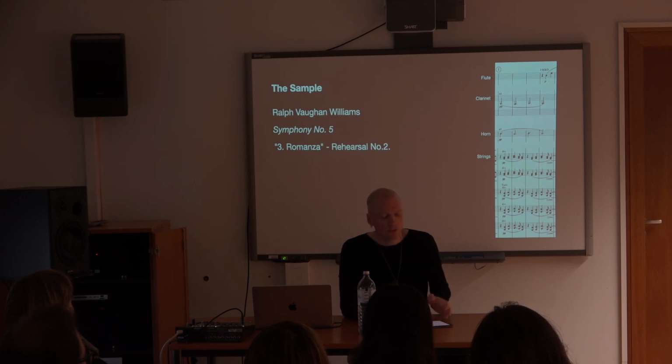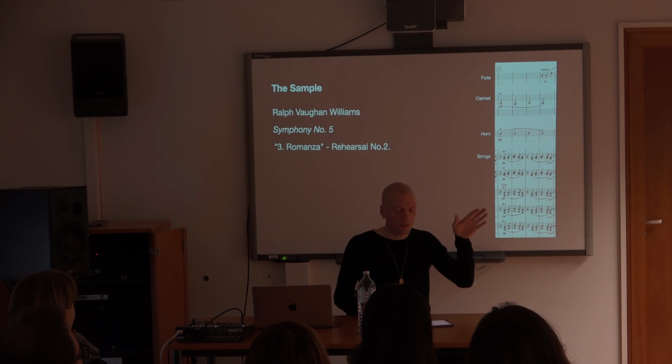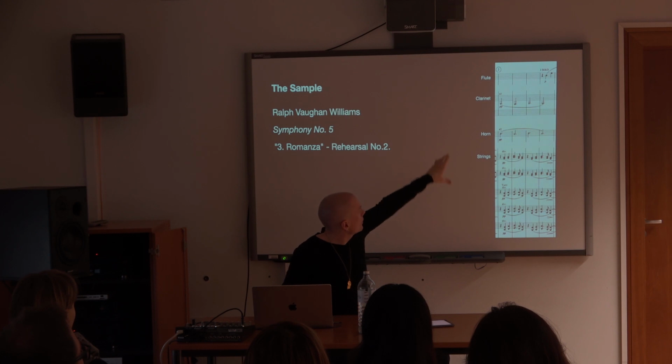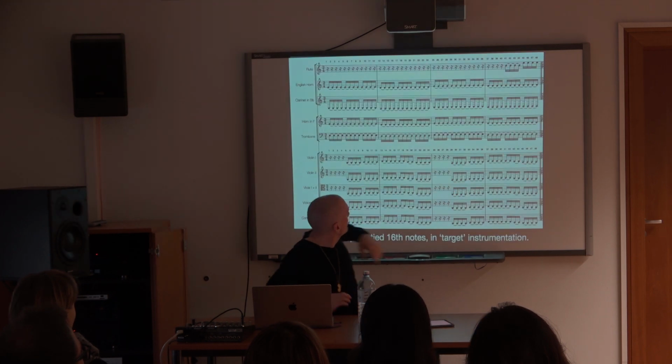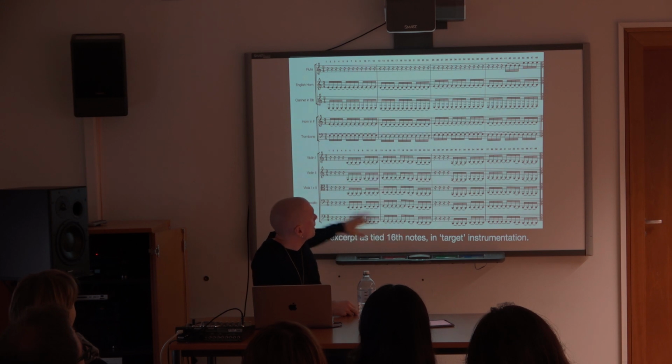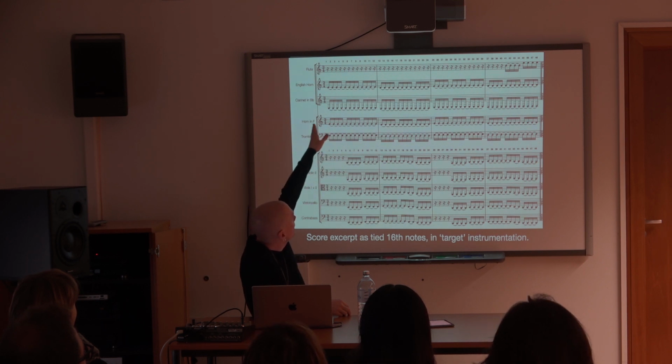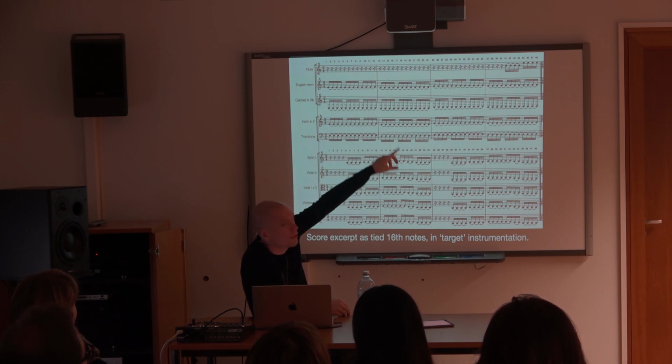So once the sample was found, there were two more things to do. First, I had to find the score excerpt and transcribe the exact excerpt into notation software, and then divide all durations as multiples of tied 16th notes. So you see there's the original, and this is basically already the target instrumentation, more or less. And it's the same fragment, just notated in tied 16th notes. And each 16th note gets an index number seen at the very top, from 1 to 48.